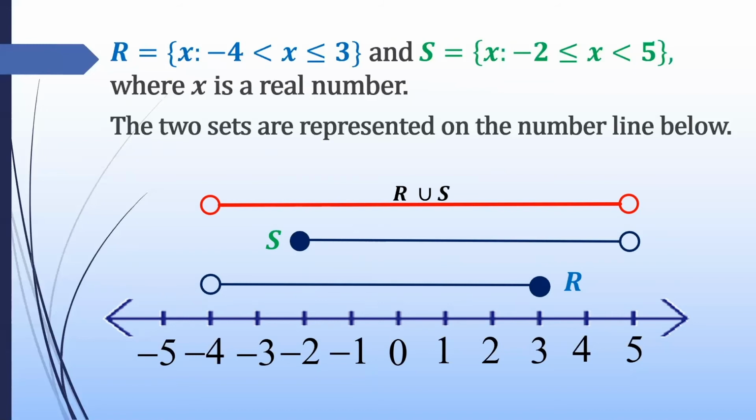And in set notation, I'm going to write it as R union S equal to X, such that X lies between -4 and 5. So you should take all the values found in set R and all the values found in set S.